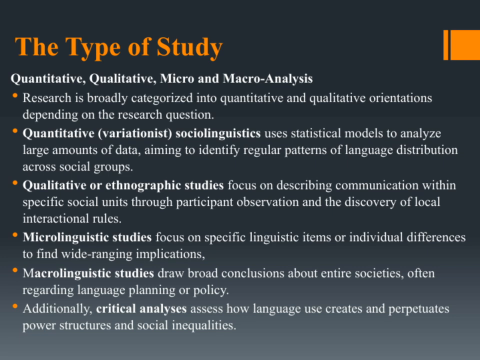On the other hand, qualitative or ethnographic studies focus more on understanding communication within specific social contexts. These studies often involve participant observation and aim to uncover the local interactional rules that govern social interactions. They give us a detailed, nuanced picture of how language functions in particular settings. Then we have microlinguistic studies, which zoom in on specific linguistic items or individual differences. These studies can reveal insights with broader implications for understanding language use and cognition.